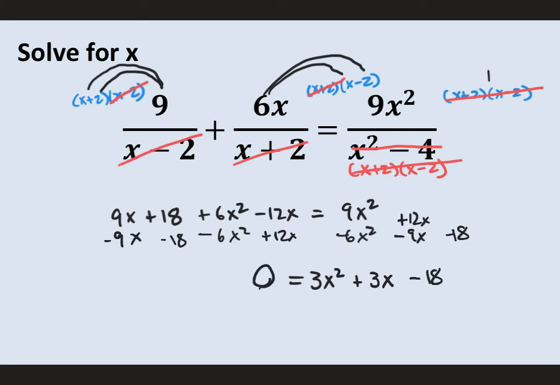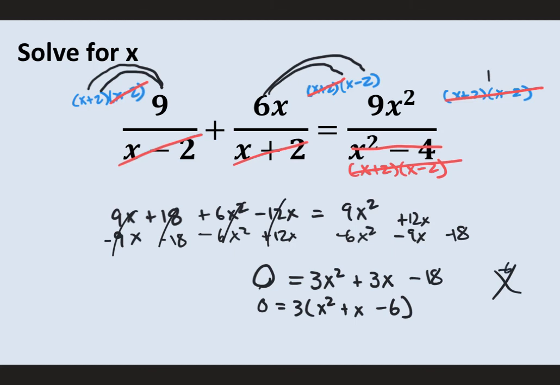I was moving everything over to one side, so I was canceling all these pieces out over here to get them all over to the right side. I showed a little extra work there. Well, now this is a quadratic again, so I'm going to hope it factors nicely. First of all, I can pull out a 3, so I'm going to get 3 times x squared plus x minus 6.